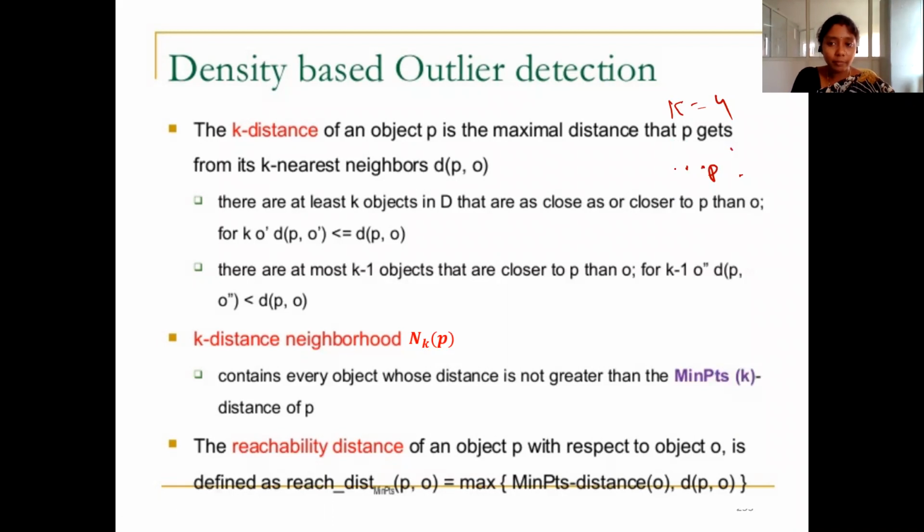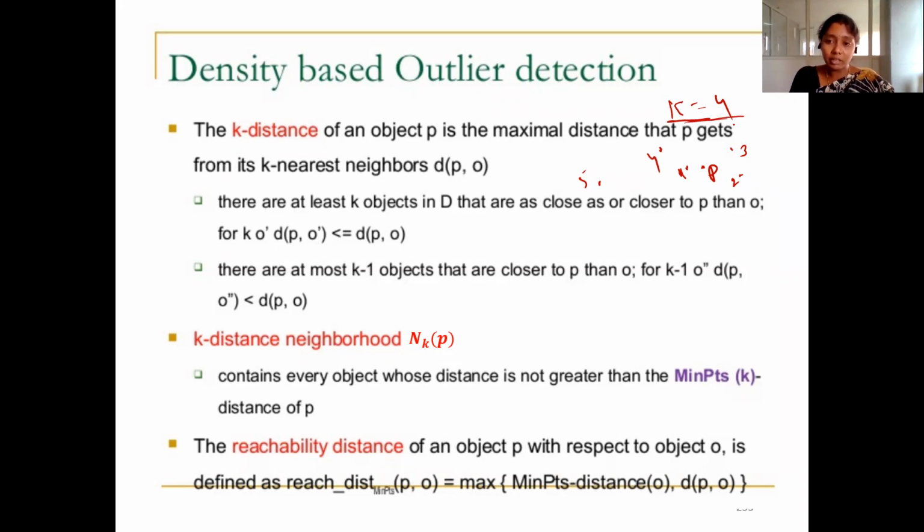Obviously, the first nearest neighbor is nothing but the object which is very near to the object P. The second nearest neighbor is the one which is next nearer to the object P. This is next nearer, this is next nearer. And here is another object. Is this a nearest neighbor or not? Even though it is a nearest neighbor, we need not consider it, because here we decide the K value as 4, and consider only the K nearest neighbors.